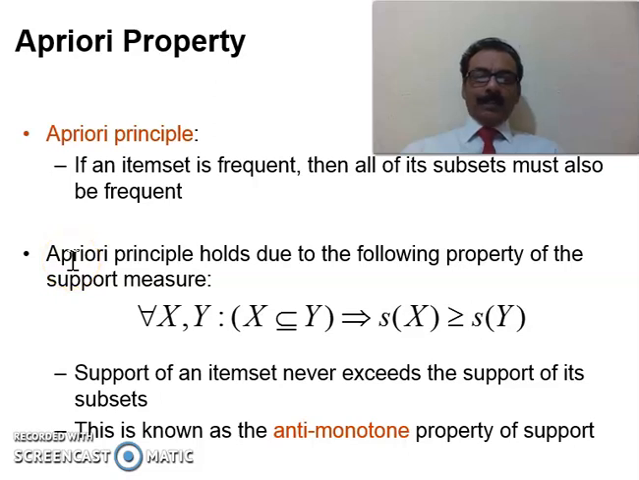You got the apriori principle from the support measure. The apriori principle holds due to the following property of the support measure. What it says is, for all X, Y, if X is a subset of Y, then support of X is greater than or equal to support of Y. So the support of a subset is always greater than or equal to the support of the superset. Support of an item set never exceeds the support of its subset. This is called the anti-monotone property.